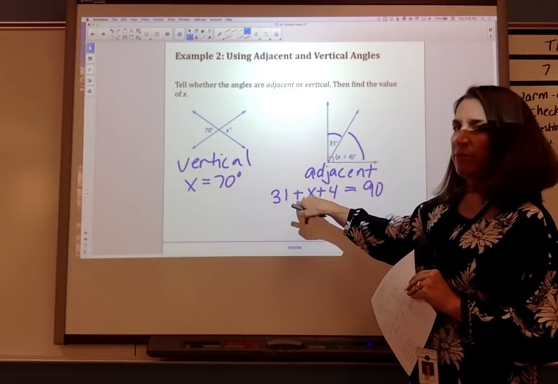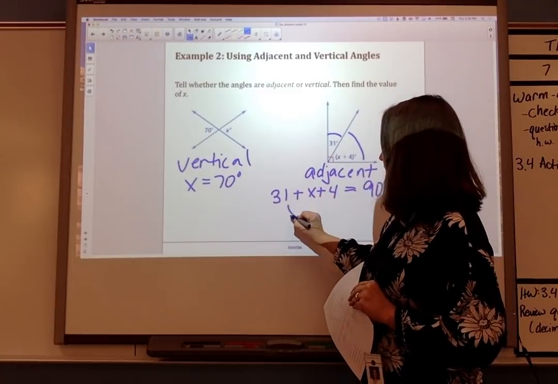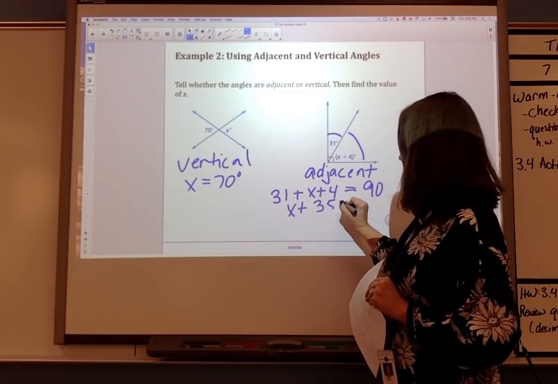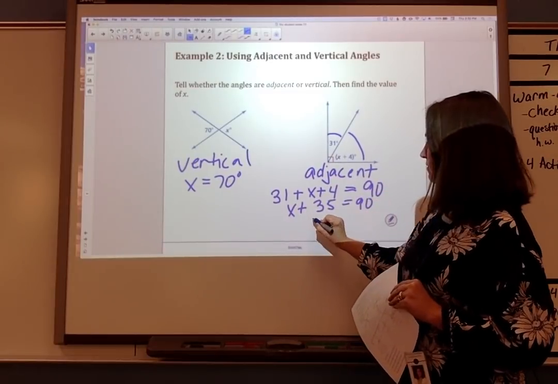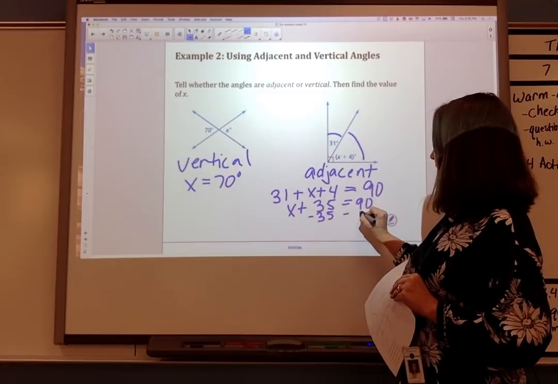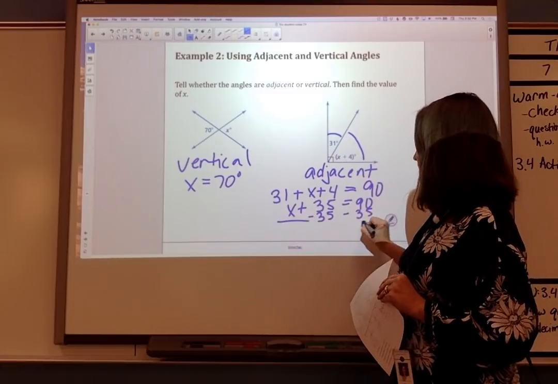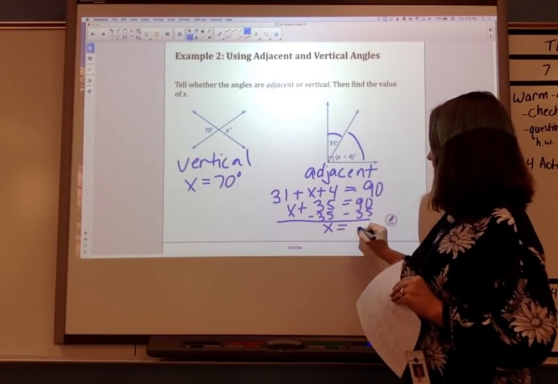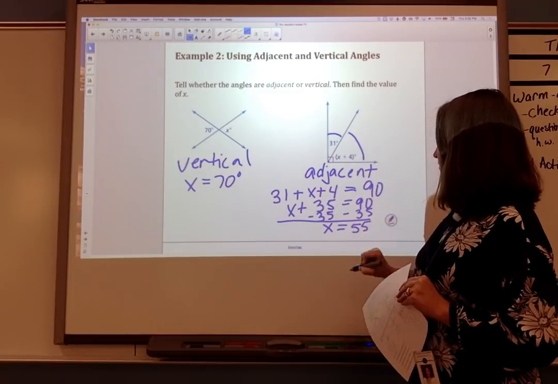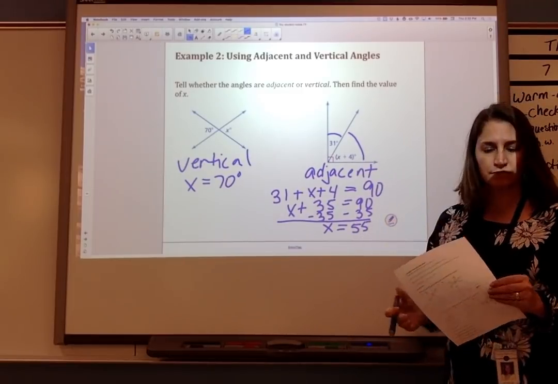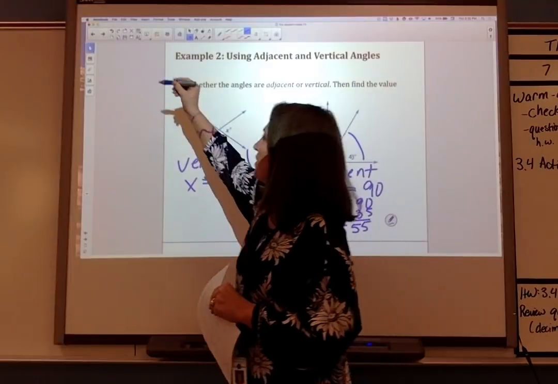So I'm going to simplify by combining my like terms. I have x plus 35 equals 90. And we'll subtract 35 from both sides and get x equals 55. All right.